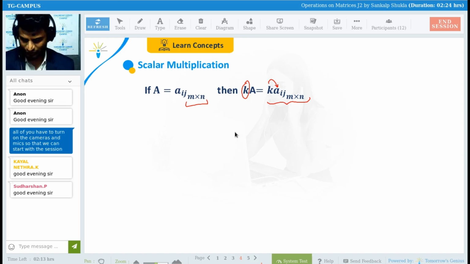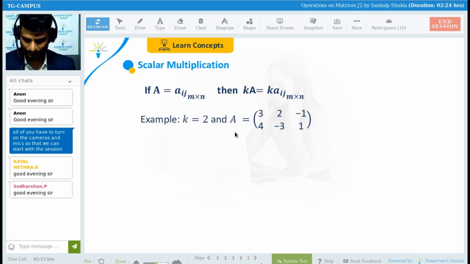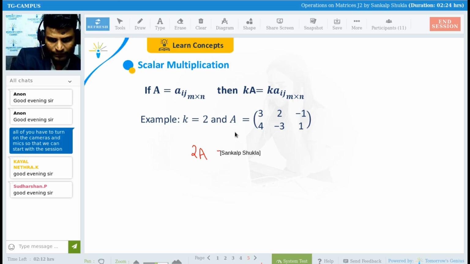We got some very interesting questions in this session. So you have to take care of each and every basic detail. Then we'll be solving some questions which are directly from JEE Mains. So here is the first problem. K is equal to 2 and A is equal to this matrix, which is given to you, and you have to find KA, or I can say 2A, you have to find.